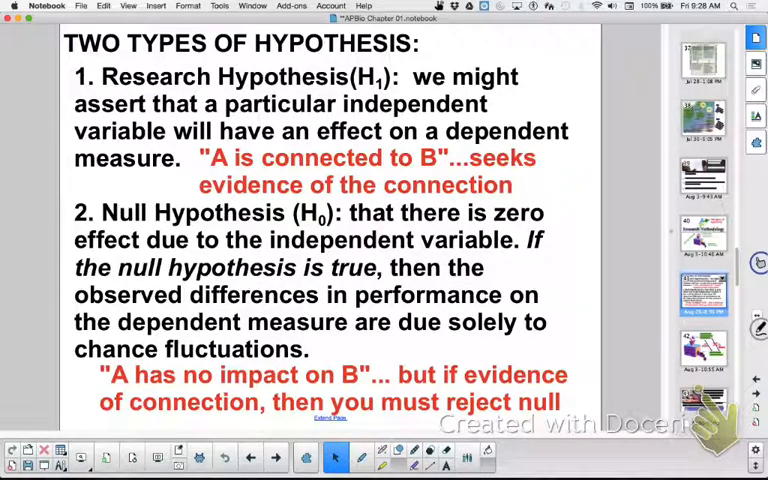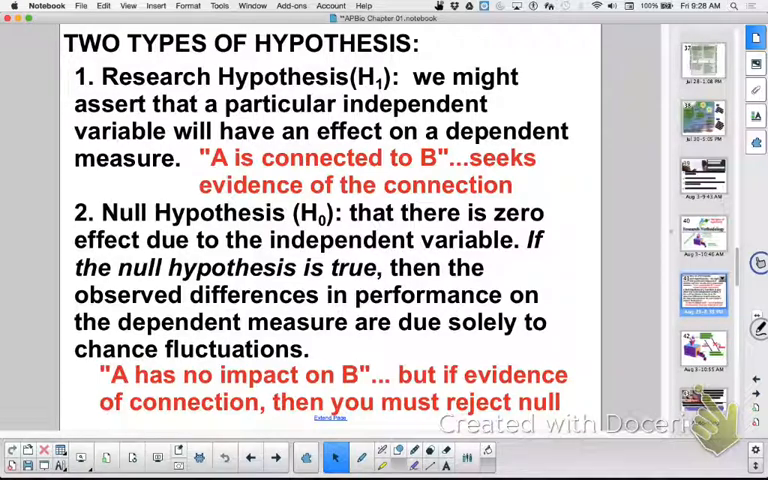Okay, research hypothesis, this is what you refer to as an H1, and you're saying A is connected to B. That would be maybe if I put pizza in one corner of the room, then more students will go towards the pizza because they are hungry. Did you follow that? I'm saying A is connected to B. I'm saying the conglomeration of students is connected to where the pizza is located. A is connected to B. Okay? That is a research hypothesis.